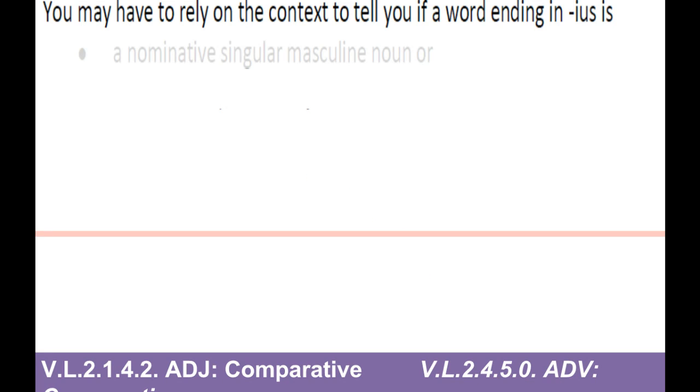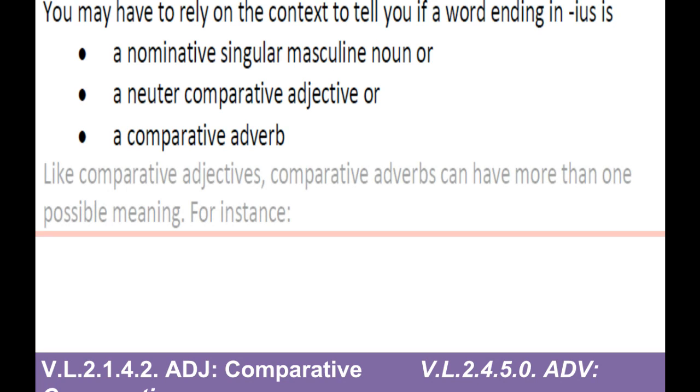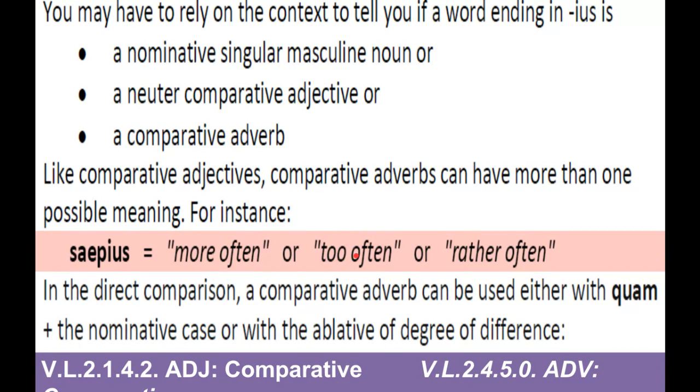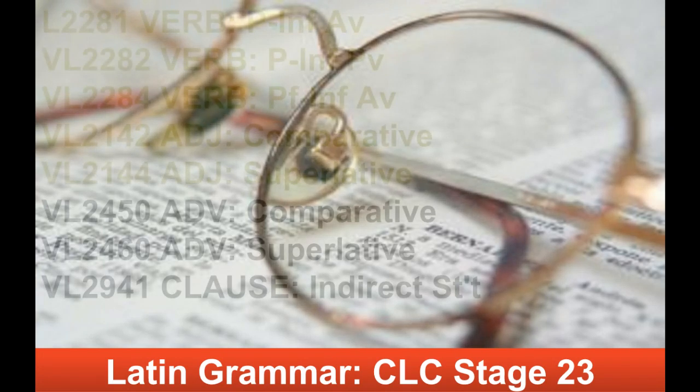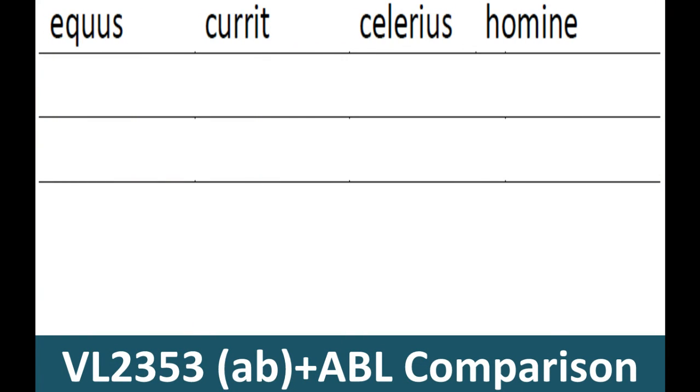How do you tell the difference? Well, if you have a neuter, to tell the difference, you have to see if it is being used as an adverb. For example, "cypius," more often, too often. Not too often, it's rather often. A comparative adverb or adjective can be used with quam, or with an ablative, to tell the degree of difference. So in other words, let's take a look at it.